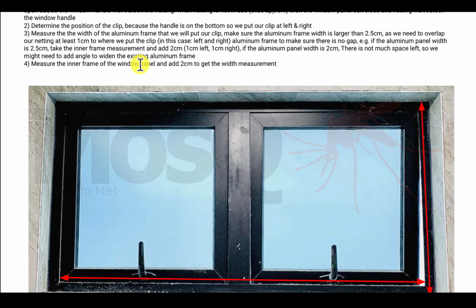Select netting with the owner, either fiber, polyester or stainless steel. Select a frame color that matches the existing frame, and also let the owner know that any other color than white will have an extra powder coating cost. Now, let's take a look. As you can see here, after we put the clip, the handle will have little space to close. But still, you can close it.